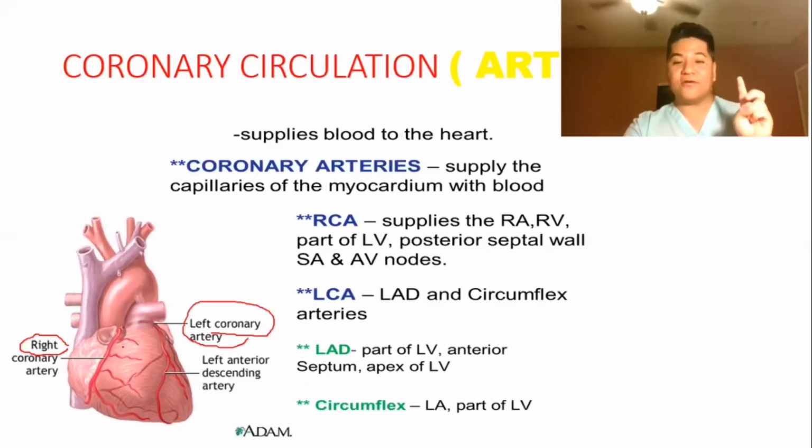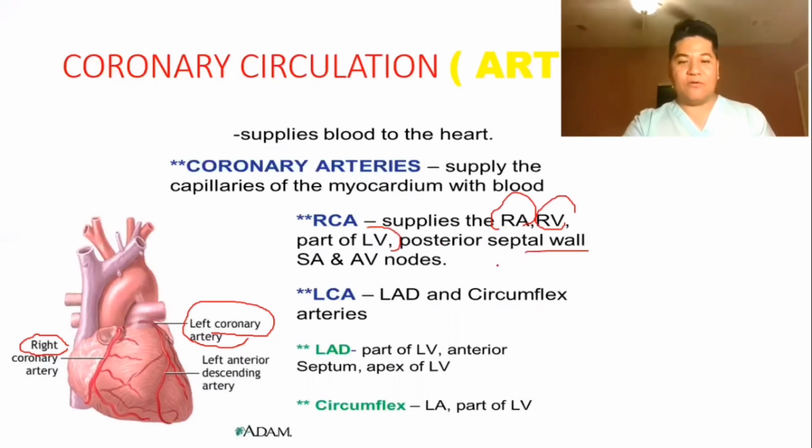Now the right coronary artery supplies your right atrium, the right ventricle, part of the left ventricle, and the posterior septal wall, as well as the sinoatrial node and your AV node. So your right atrium, your right ventricle, and part of the left ventricle here, that's your right coronary artery.